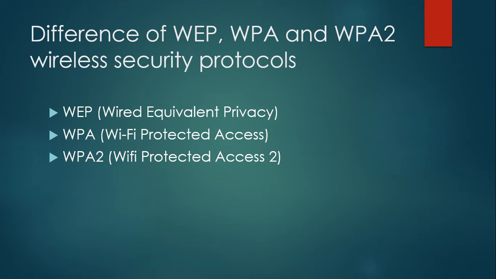WEP is a security protocol for wireless networks introduced in 1999 in order to provide data confidentiality comparable to a wired network. Through the use of the security algorithm of IEEE 802.11 wireless networks, it works to create a wireless network that is as secure as a wired network. Wireless security is provided through the use of an encryption key, open system authentication, and shared key authentication.